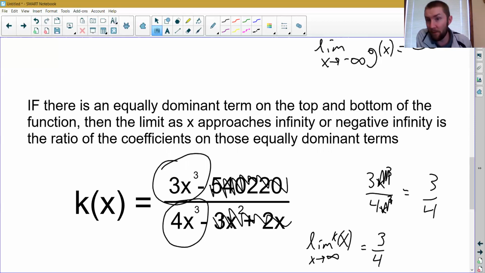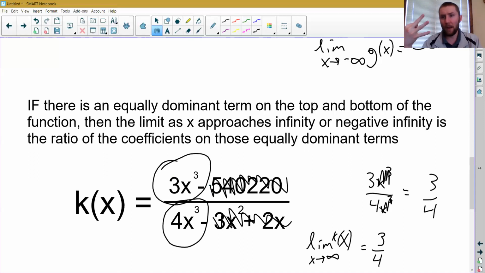And if I went to negative infinity, it would be the same, because x to the third, if I put a giant negative number in there, is going to be some big negative number. The same is true on the bottom, right? It doesn't matter if x is getting really big positive or really big negative. X to the third over x to the third is going to cancel out anyway. So it's still 3/4, no matter what, okay?